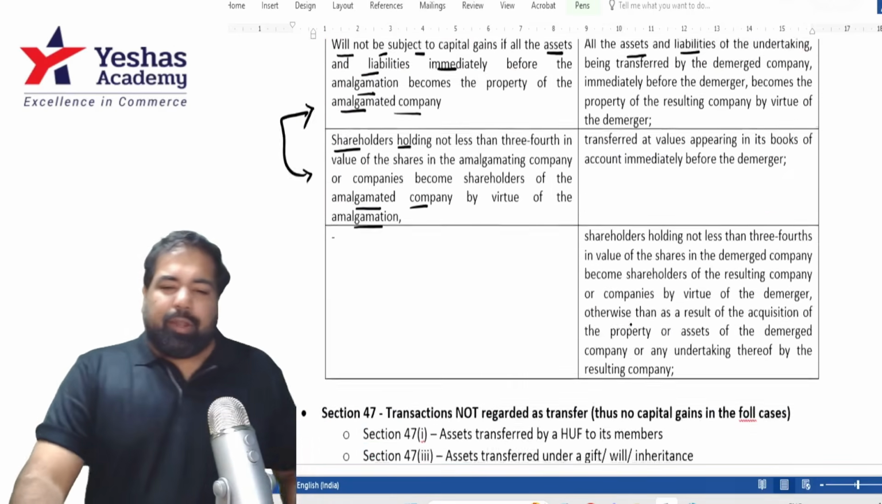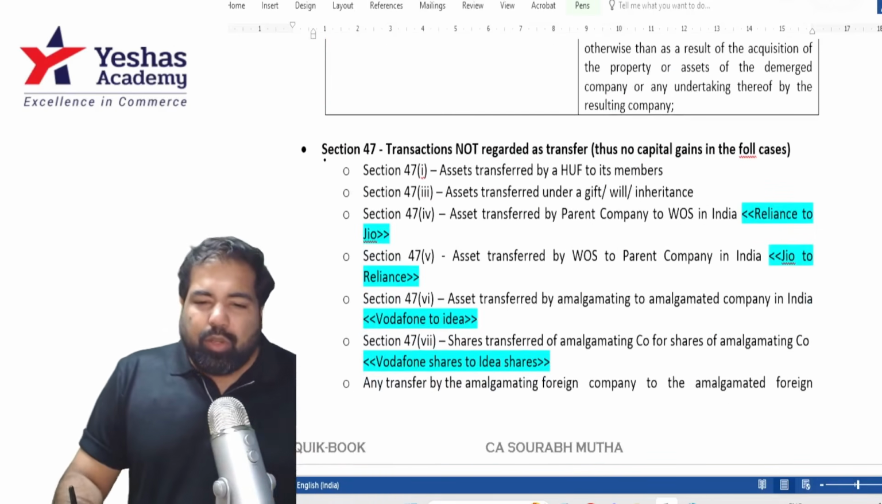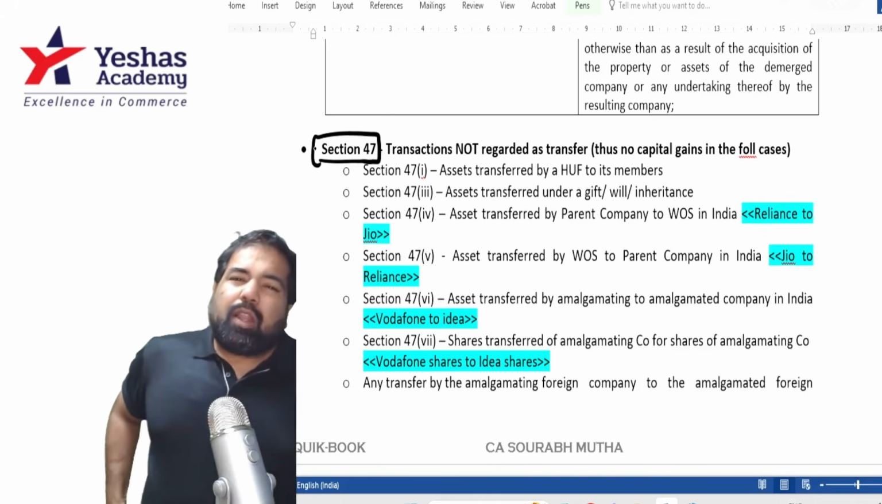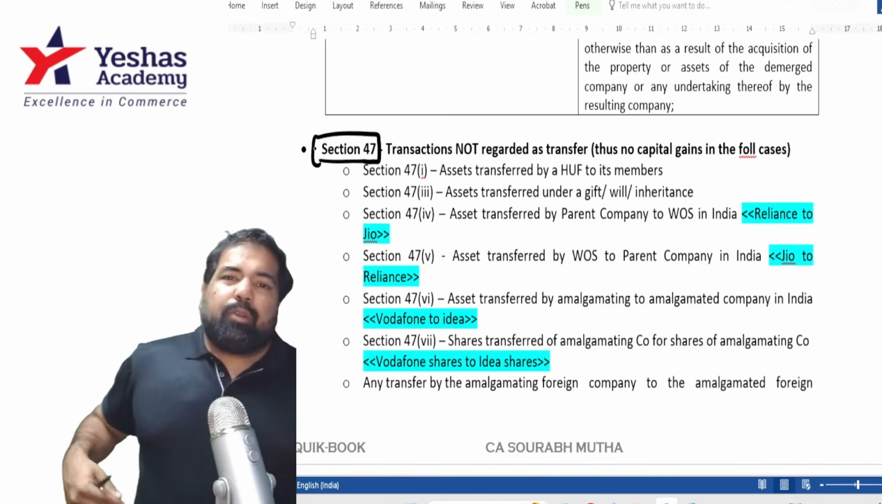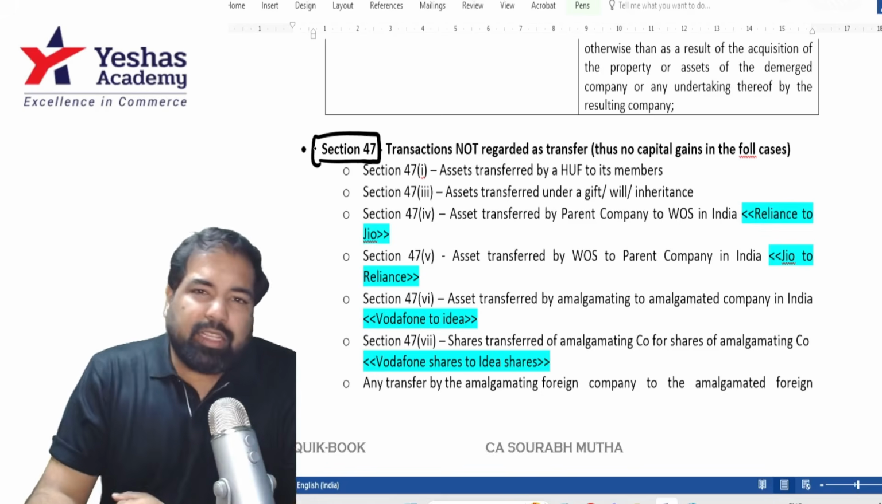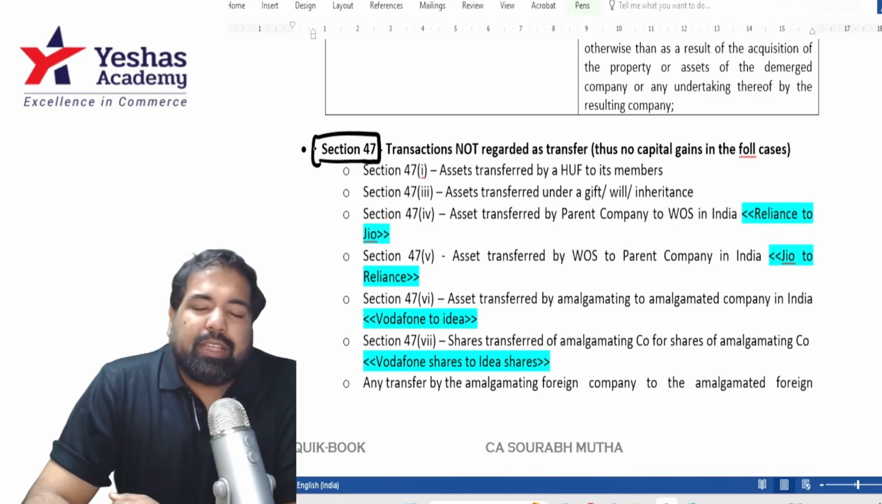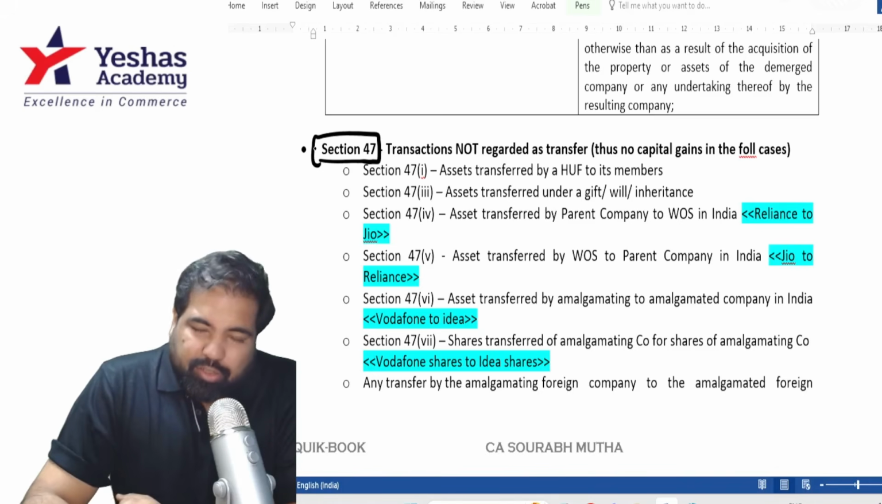Guys, while this is capital gain, there are certain transactions which look like transfers, but they're actually not transfers. Example, when your relative gives you something, say your mother gave a gold chain to you. Of course, you will not be taxed because you're getting a gift from a relative. Even they will not be taxed. So there are certain transfers like that under section 47.